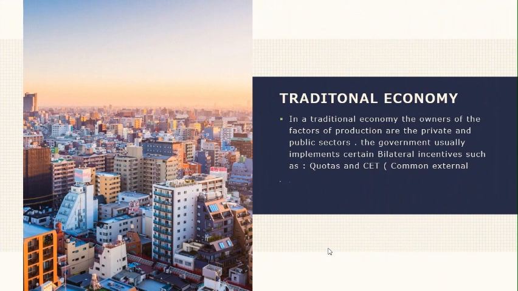So there's something called the traditional economy. In a traditional economy, the owners of the factors of production are the private and public sectors. Private sectors are usually owned by private individuals, while public sectors are owned by government personnel, and the government itself. The government usually implements certain bilateral incentives such as quotas and CET, common external tariffs.